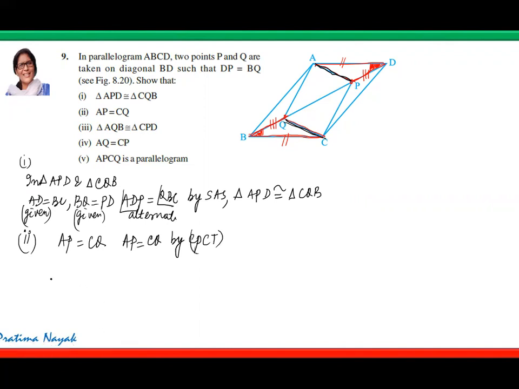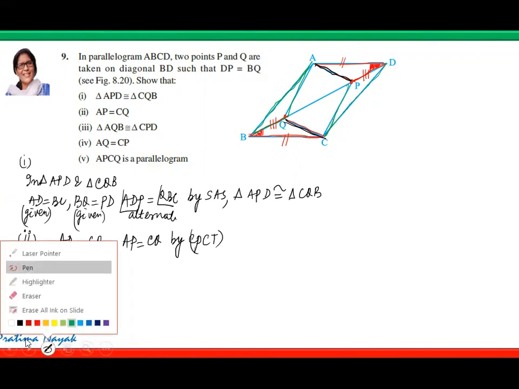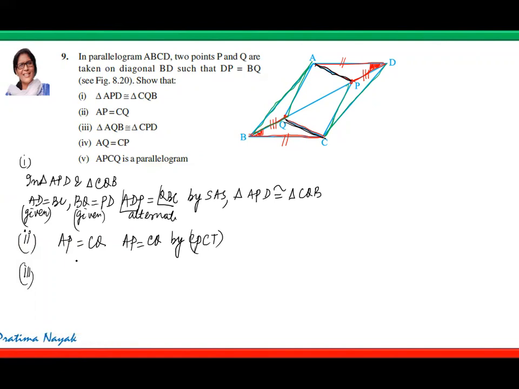Now coming to third part. In third part, you have to prove that AQB is congruent to this. Let me color it in a different color. You have to show this is congruent to this. Same logic you can apply. Here I am writing below so that you will understand better and you will learn how to write.